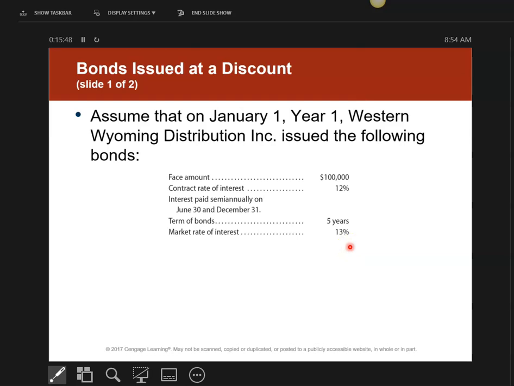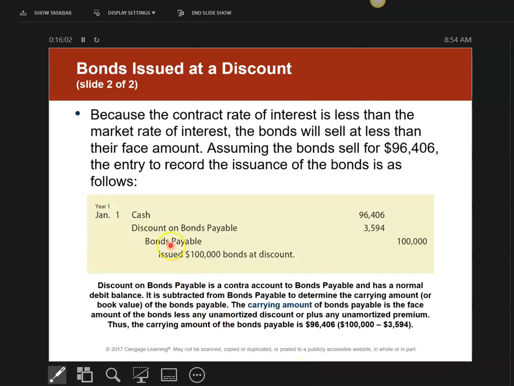Okay? So I'm going to show you the journal entry on the next slide for selling at a discount. The appendix will explain how I got that number, and we'll go back to that after the videos. So I'm actually going to sell it for $96,406, and I got that because my discount amount is $3,594, and I will explain that at the end of this chapter. So I'm going to get your cash for $96,406.